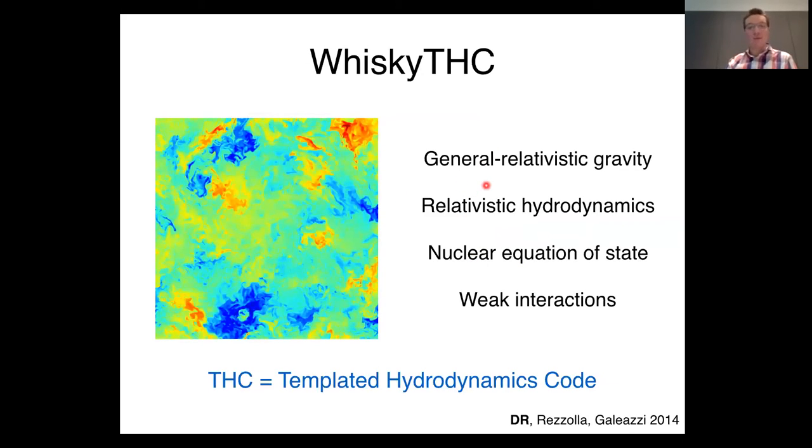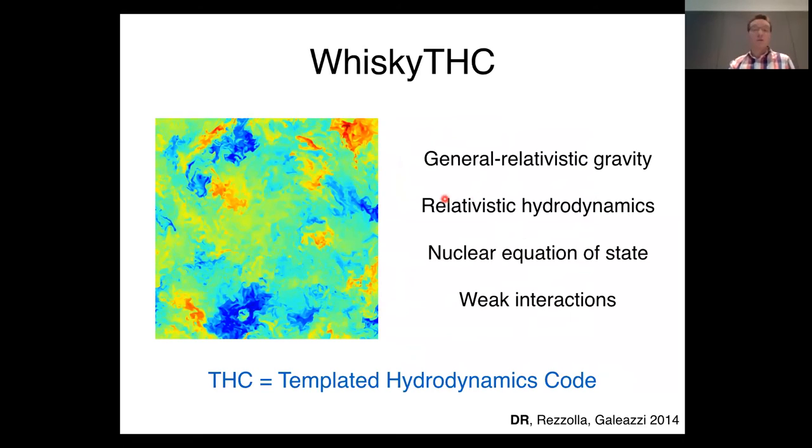Let me just have one slide on the main tool that I use for my research. This is a code that I wrote during my graduate studies when I was at AEI. It's called Whisky THC, and all of the simulations that I'm going to present today have been performed using this code. This is a code that has general relativity gravity. So we evolve the Einstein equations using the BSSN formalism.